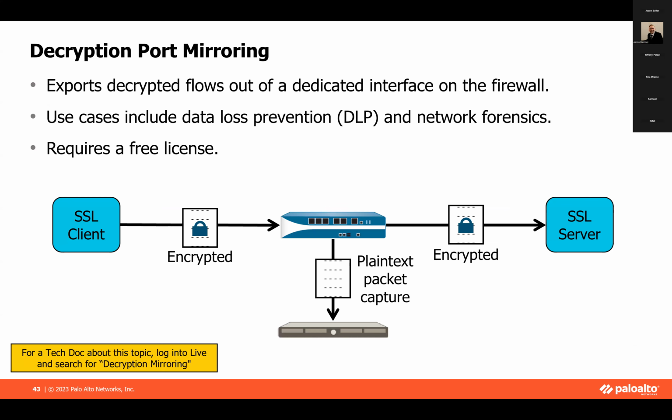Decryption port mirroring. This will allow us to export decrypted flows out of a dedicated interface on the firewall. Use cases for this include any kind of data loss prevention or network forensics. It does require a free license you can get. You set up your SSL client, it sends encrypted traffic out to the firewall. The firewall sends that plain text packet capture out to some device to capture that traffic. Right. The rest of it continues on out to the SSL server.